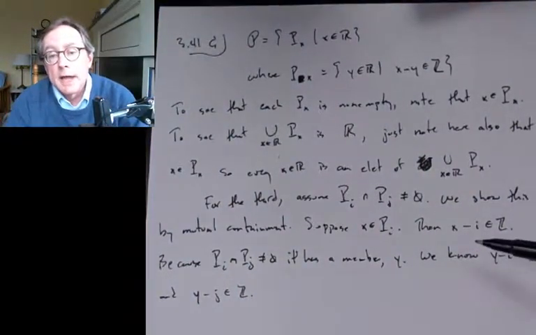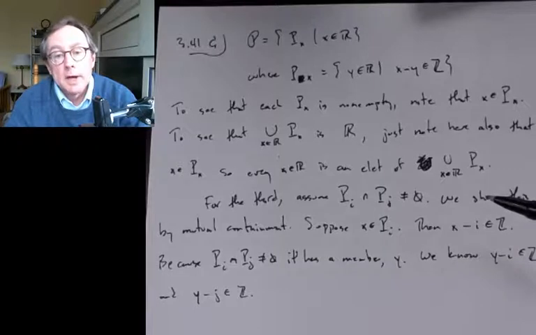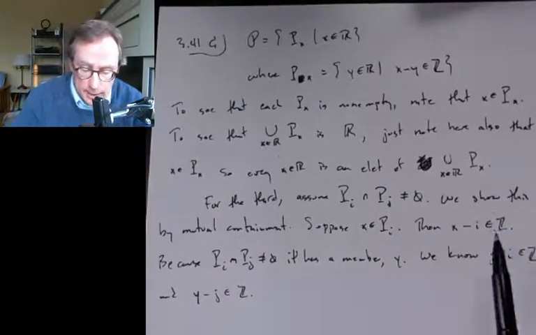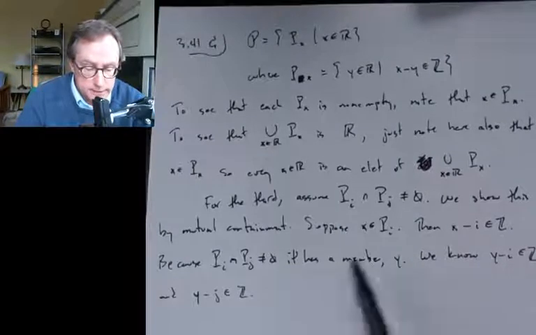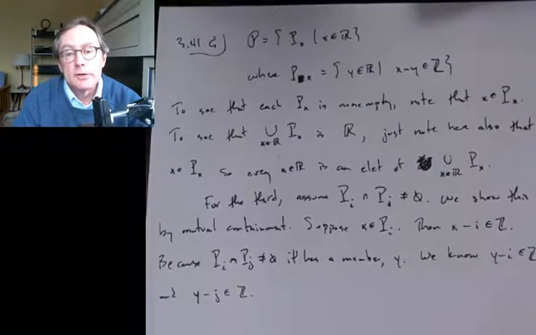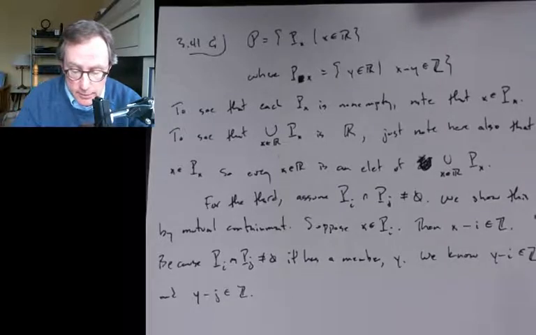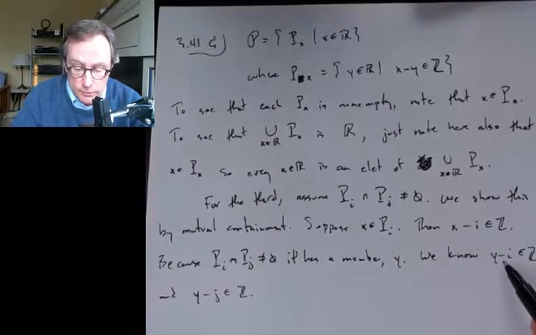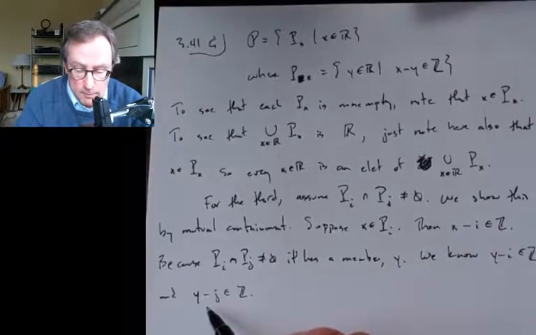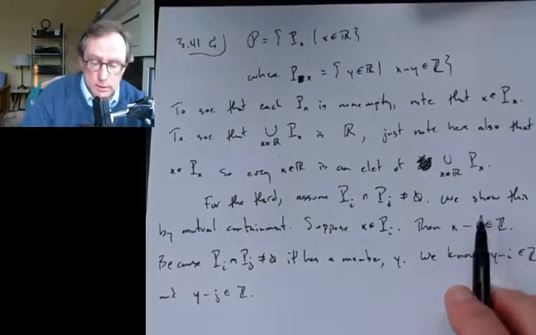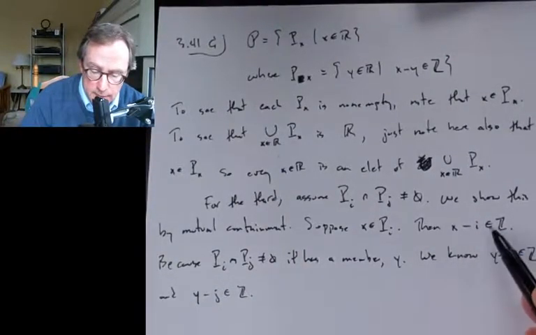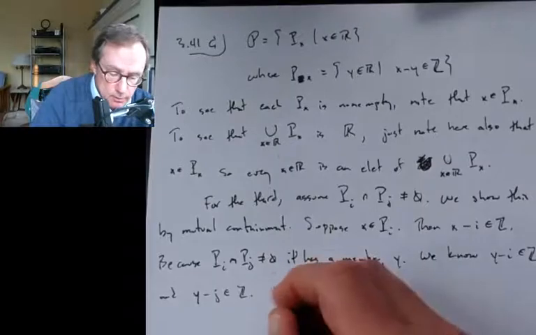Okay, and then in order to show that x is an element of pj, I have to show that x minus j is an integer. So is there some way I can get from these, x minus i, y minus i, and y minus j, all of them integers, to x minus j? It seems to me I can go from x minus i over to y minus i, and from there over to y minus j. So I get x minus i, then take away y minus i, and add y minus j.